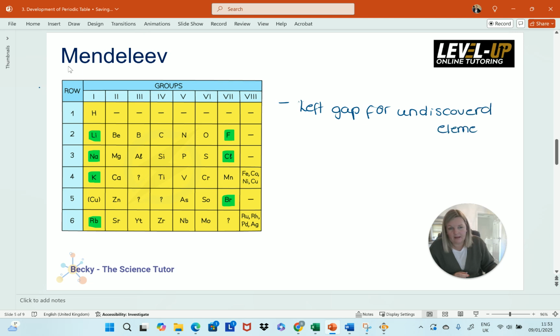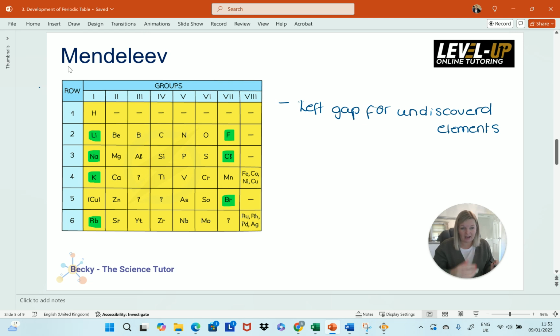And that was a very bold move. To leave a gap and say, I know there will be an element that is discovered there, and it will have this type of properties, it will react in this kind of way, it's probably going to have this kind of mass. That was a very bold move.